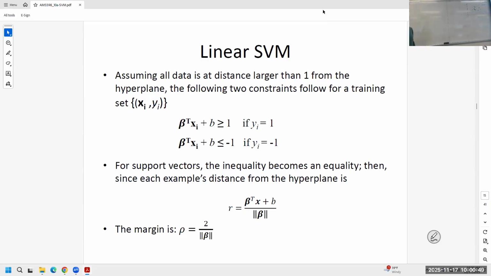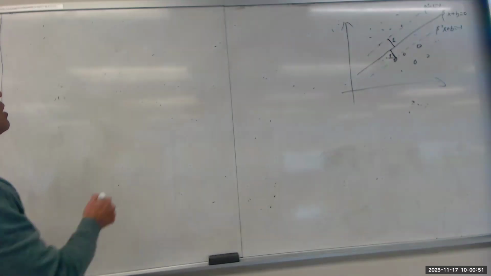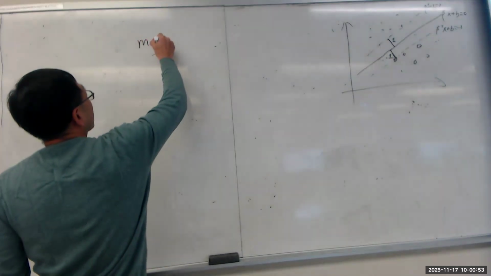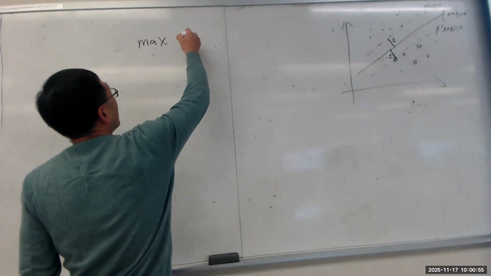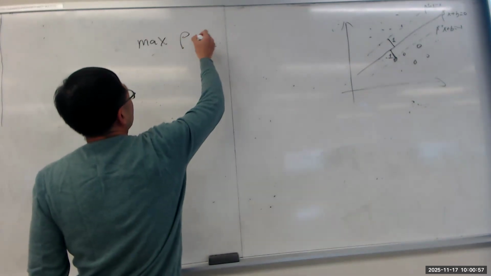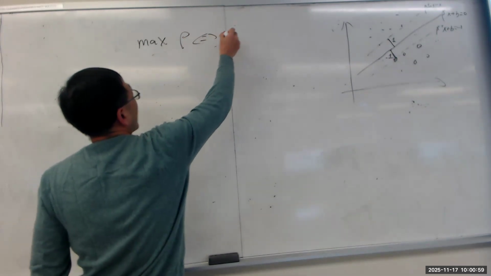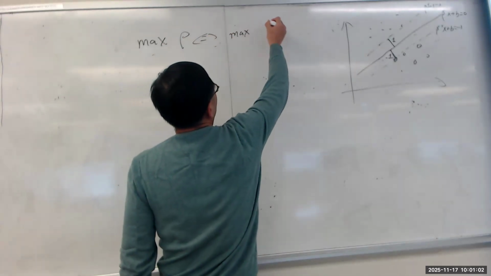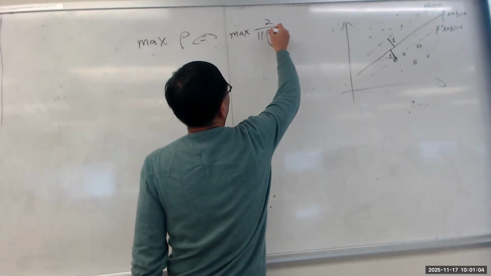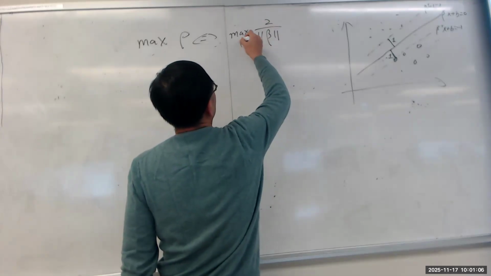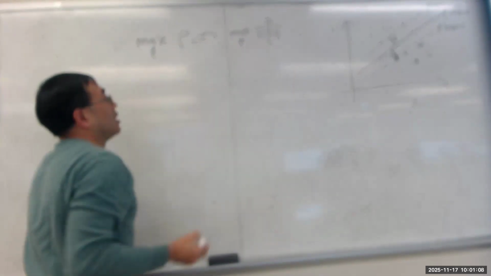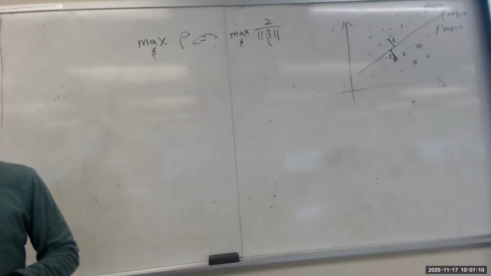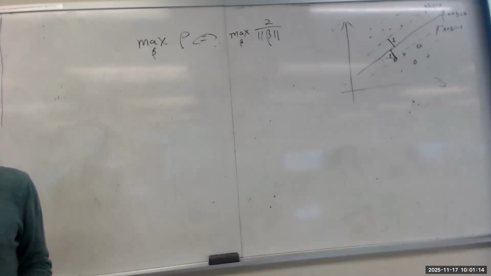So the problem now becomes maximizing our margin rho, which is equivalent to maximizing 2 divided by the norm of beta, with respect to beta. Now, is this maximization constrained or unconstrained? Do we have any constraint on this maximization?